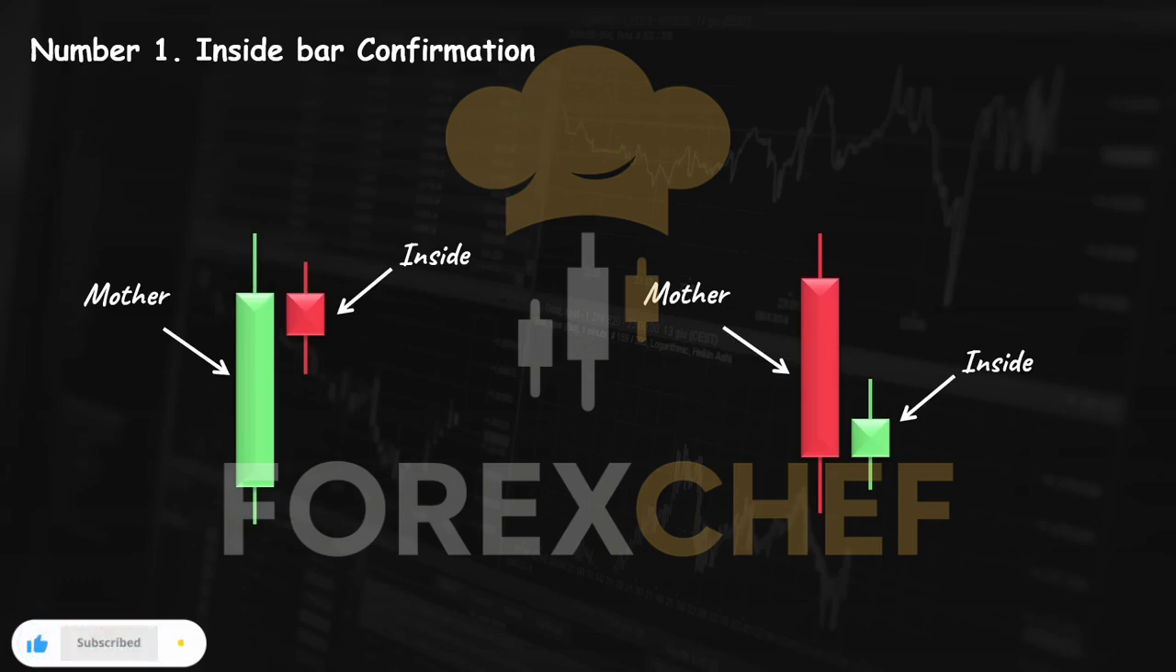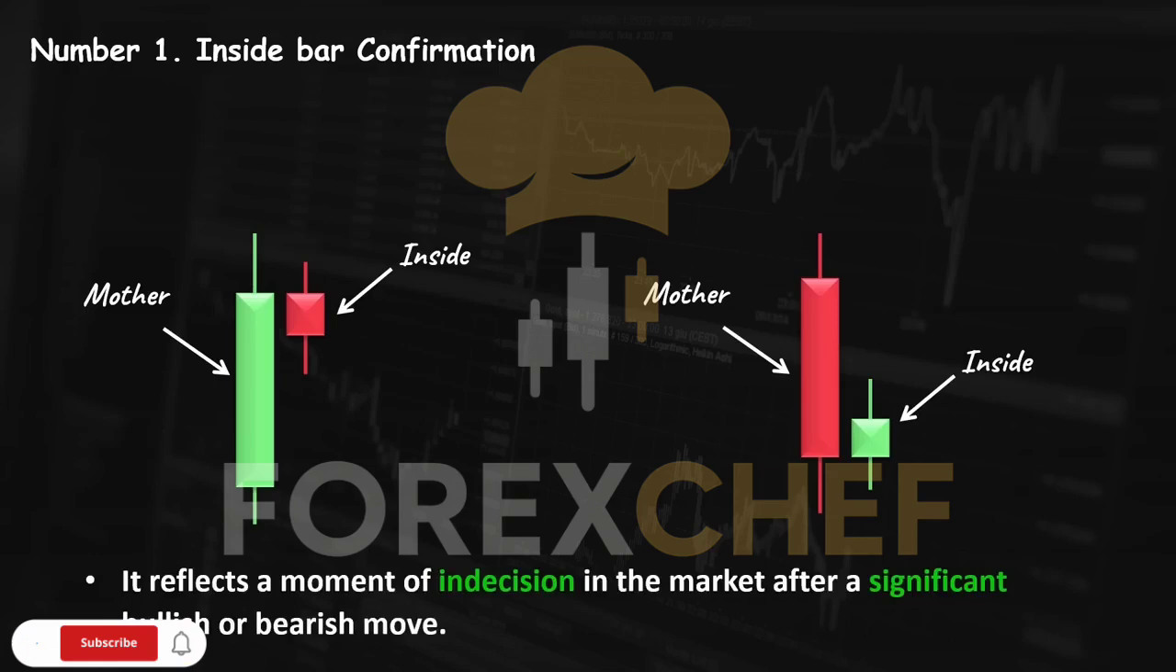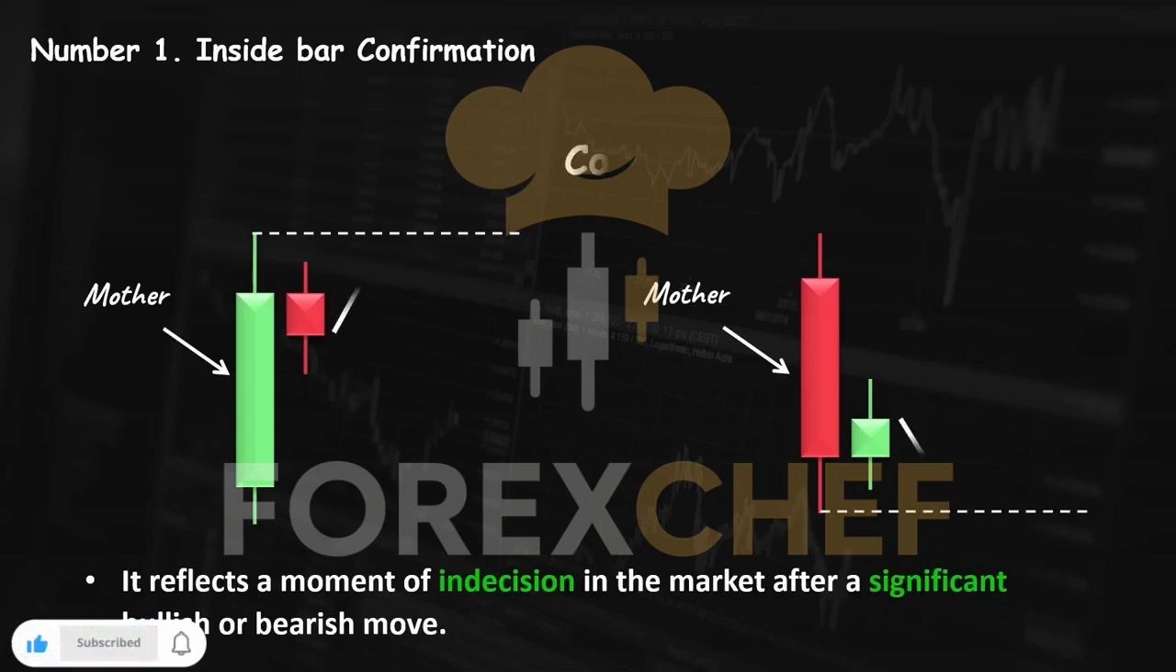The psychology behind this pattern is that it reflects a moment of indecision in the market after a significant bullish or bearish move. If the price breaks above the highest point of the mother candle, it indicates a continuation of the trend. Conversely, breaking below the mother candle signals a pullback or temporary reversal. The same concept applies in the bearish scenario.